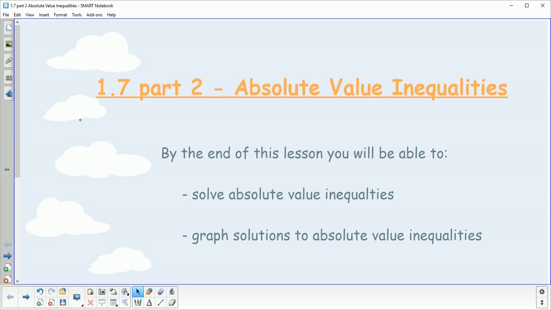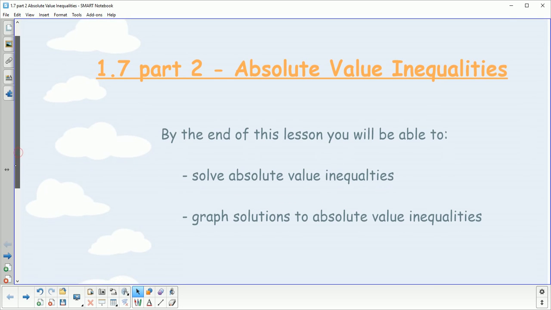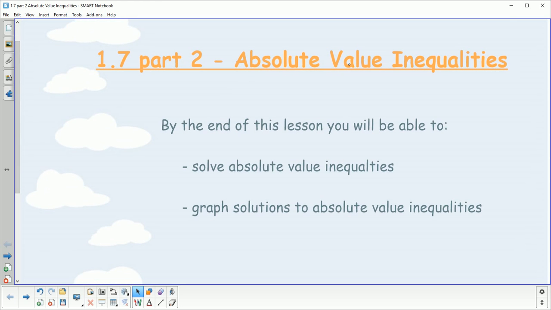Okay, Common Core Algebra 2, this is going to be Chapter 1, Section 7, the second part. We're going to look at absolute value inequalities today, and this is actually our last lesson for the first chapter. So it's going to be very similar to the last one when we talked about absolute value equations, except now we're going to switch that to inequalities.